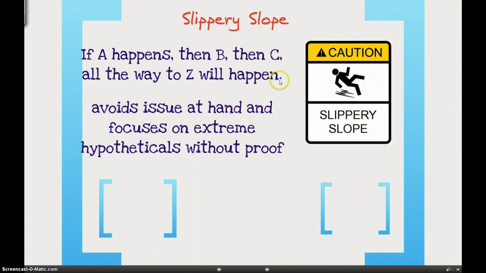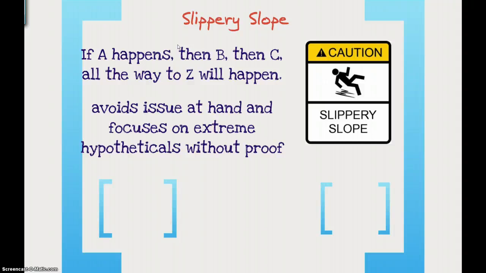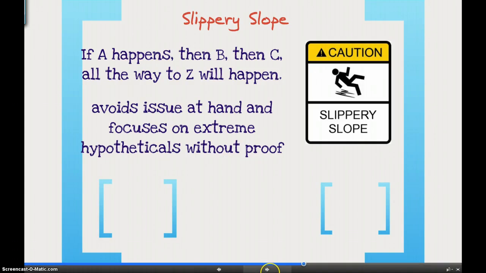This one can be tricky because sometimes there are logical steps between A, B, C, but the problem is that you start with one thing and you make this unsubstantiated claim that you are going all the way to this disastrous conclusion. So watch out for those arguments.